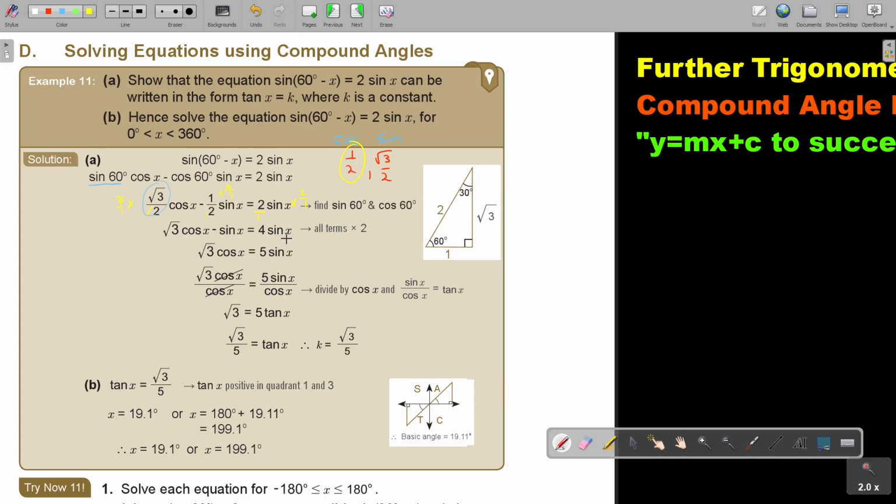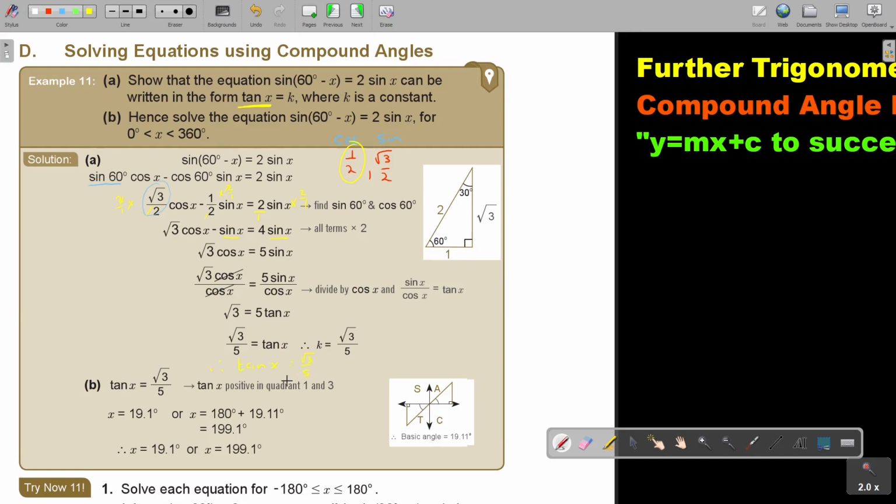Do you see that? Now I see there's a sin x and another sin x, so take it to that side and add both, so it's 5 sin x. Then I divide by cos x on both sides, and I end with this because I'm striving to get tan x. Then I divide by 5, and I end with this. So the value of k is square root 3 over 5. They just want it written in the form tan x equals k, and that's your value of k. Therefore, tan x is equal to square root 3 over 5.